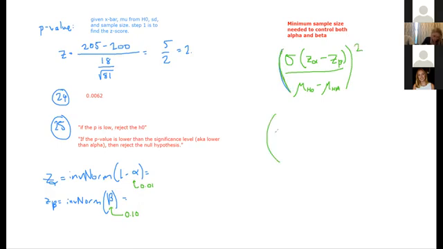Let's see. Sigma was 18. What did someone get for Z alpha? Is that 2.32 something? Yeah, 2.3263. Okay. And then what do we get for Z beta? Negative 1.2816. So I'm going to make a mistake here deliberately. We'll see if you guys catch it.